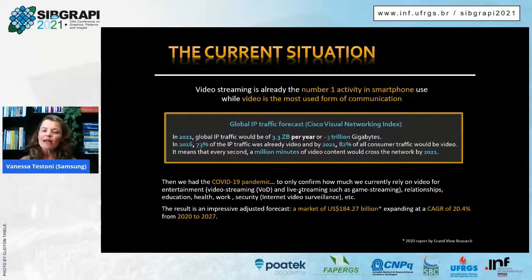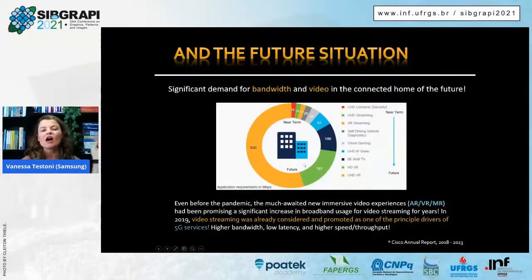And so now we have this super impressive adjusted forecast, a multi-billion-dollar market that is expected to grow at a rate of more than 20% up to 2027. So this is highly impressive. I feel that those numbers are huge. But when I look at these other numbers, then I feel even more impressed.